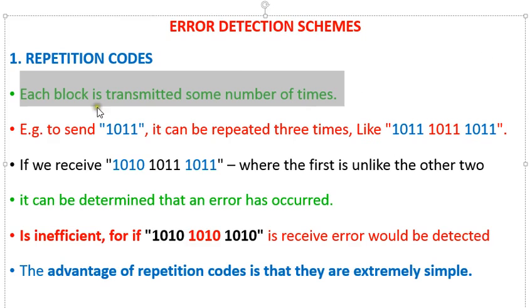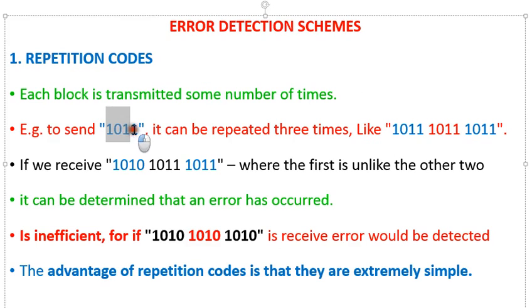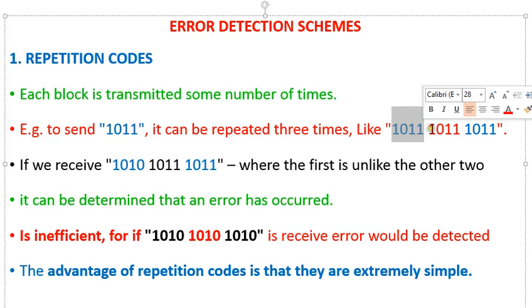For instance, if you want to send these bits 1011 from the sender to the receiver, you can decide to send it 3 times. Send this one, which is the actual data, send it again, and send it again. How many times? You send it 3 times.